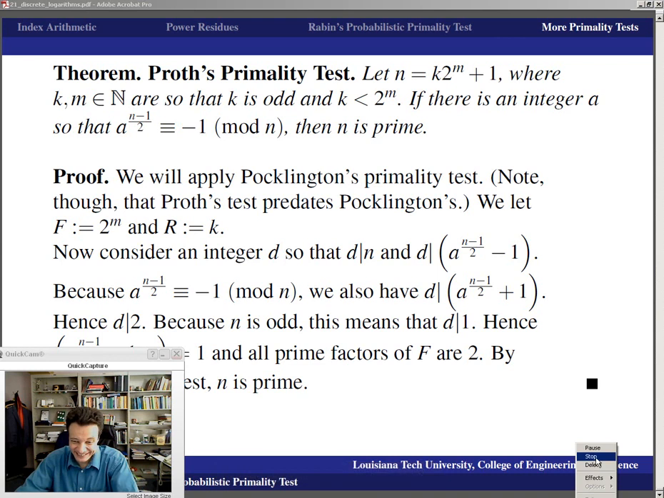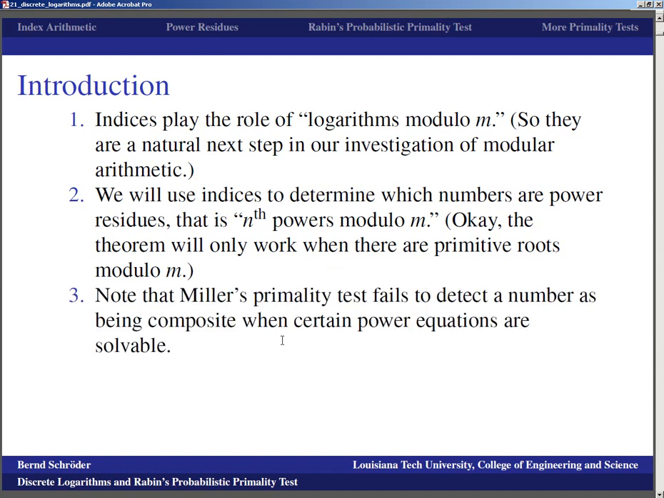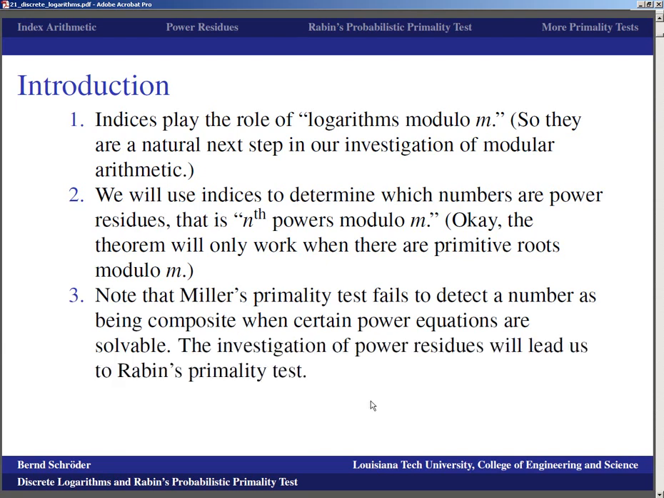We're going to do everything else in modular arithmetic, modulo primes and prime powers. Miller's primality test basically fails to detect the number as being composite when certain power equations are solvable, namely b raised to a certain power equals -1. The investigation of power residues will lead us to counting how many solutions such an equation can have, and that will give us Rabin's probabilistic primality test.